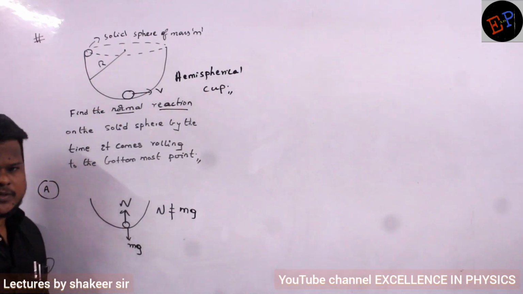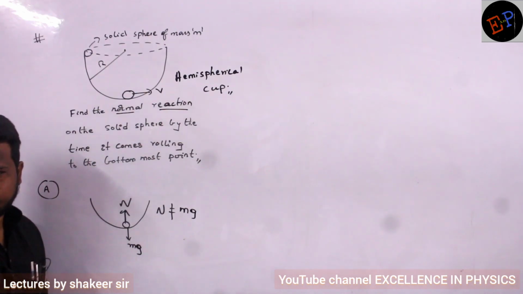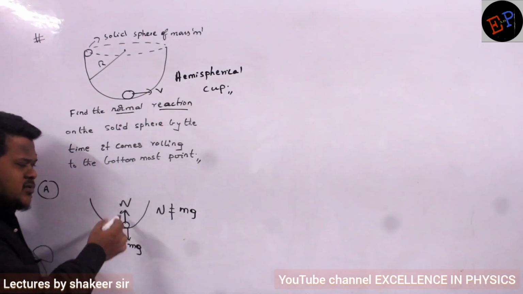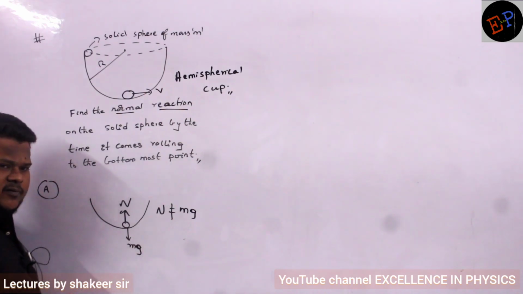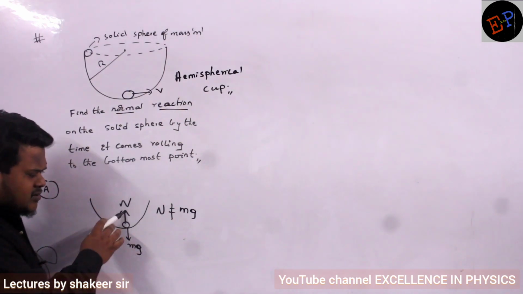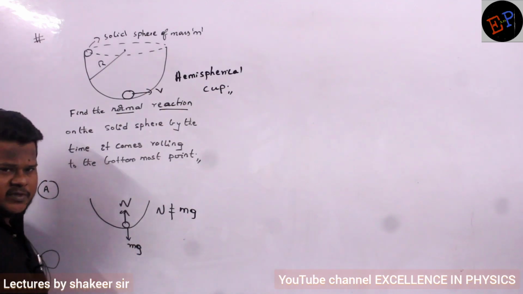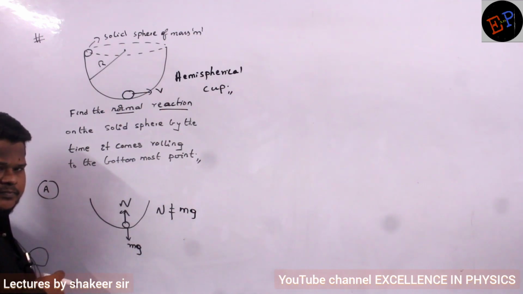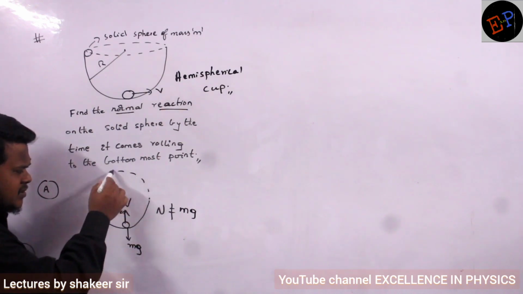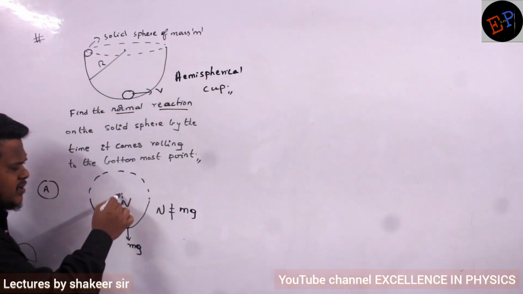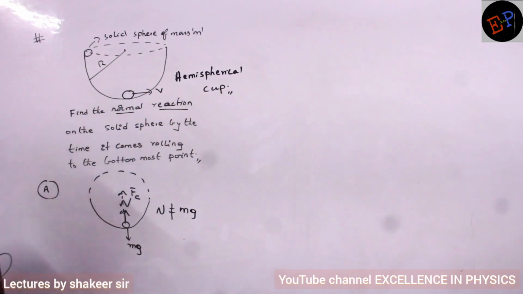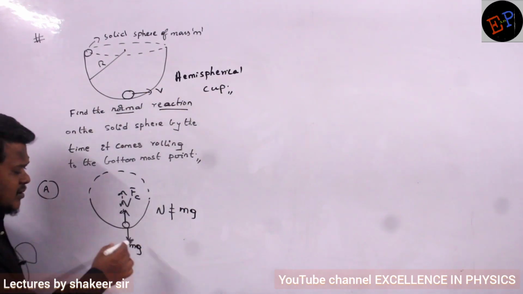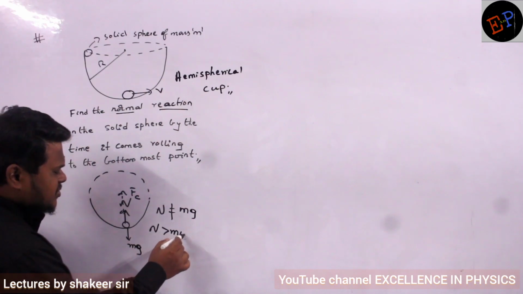So who is providing the centripetal force here? The difference of these two must be providing. The only two forces acting are the normal reaction and the weight mg. So the centripetal force should be towards which direction? Towards the center of the circle. This is the circular path. So the centripetal force should be acting towards the center of the circle. It is possible only when the normal reaction is greater than mg.